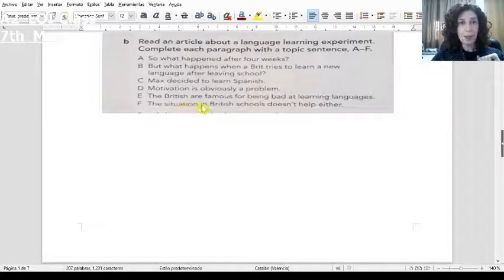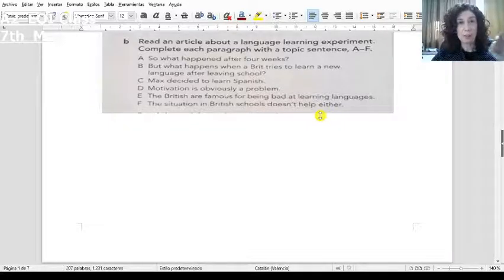E, the British are famous for (preposition, gerund) being bad at learning languages. And F, the situation in British schools doesn't help either. La situación en las escuelas inglesas no ayuda tampoco. Una negativa y el either al final significa tampoco.